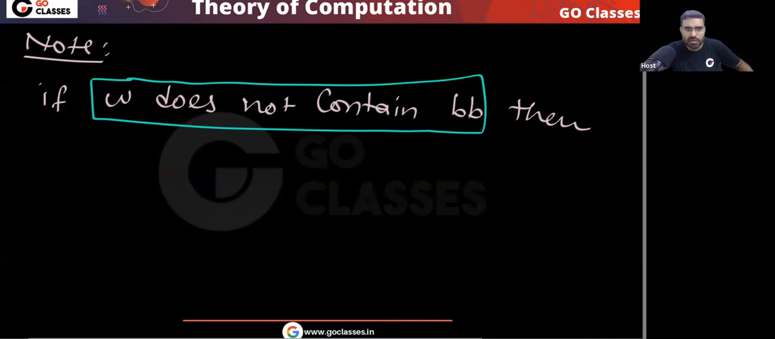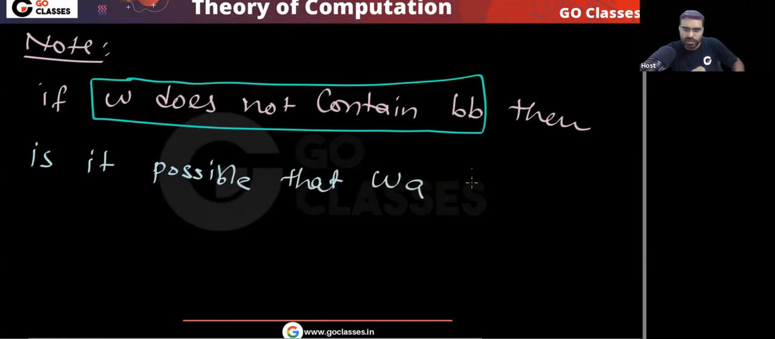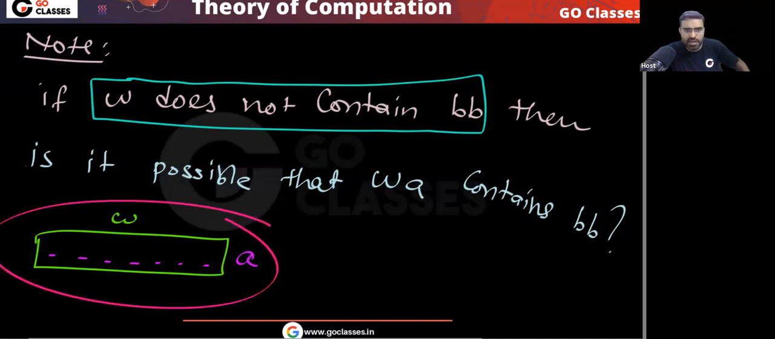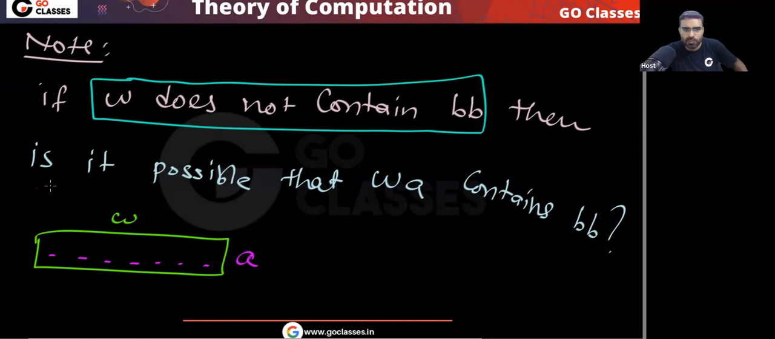But notice one thing. If W does not contain BB, is it possible that WA contains BB? Please tell me. W has no BB. In this W, you don't have BB. Now if I add this, can I create BB? No. Is it possible? The answer is not possible.